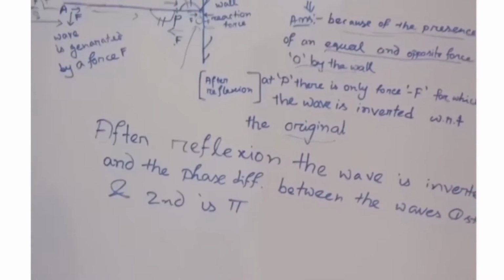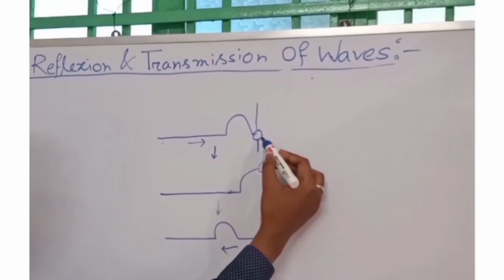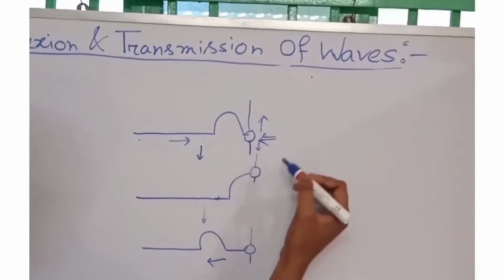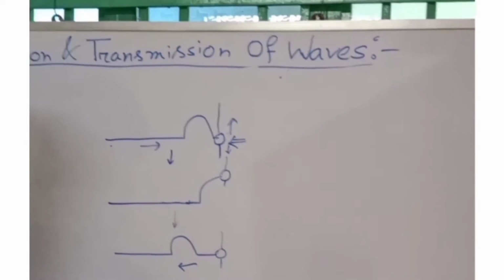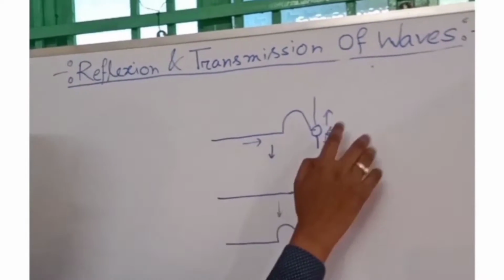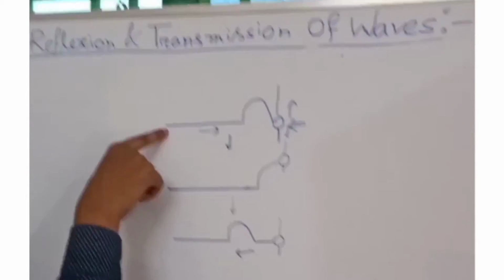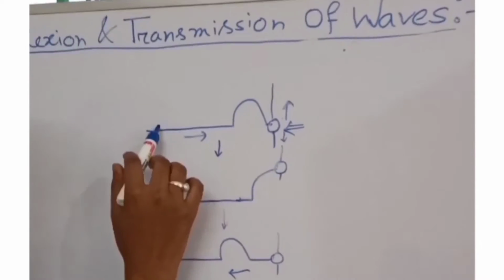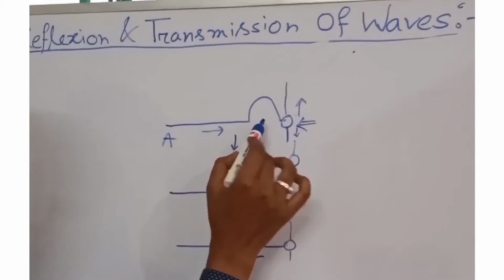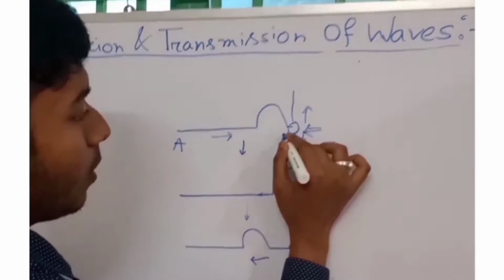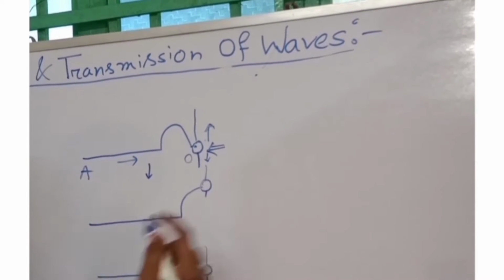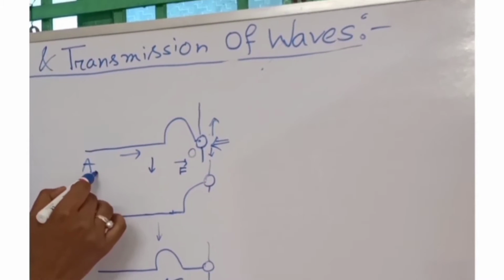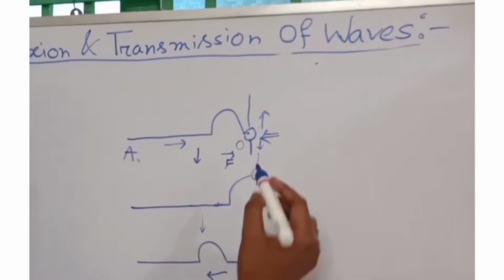Okay, now the string is attached to a lightweight vertical ring. This ring can move vertically upward and downward freely. So now what happens compared to the first case? If I make a pulse from point A, the pulse will move towards the right, and at point O there is a rightward force for my pulse.